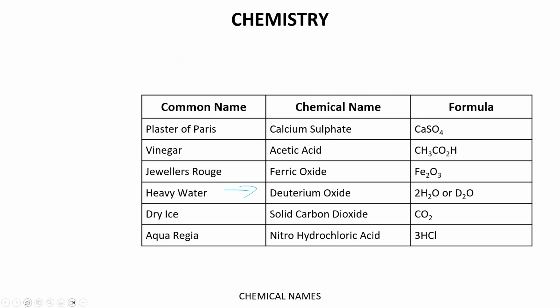All right, thereafter, now we have the formula of heavy water, which is 2H2O or D2O. Both are the formulas of deuterium oxide. Thereafter, we have the dry ice, which is the solid carbon dioxide. You have seen it many times in barber shops.